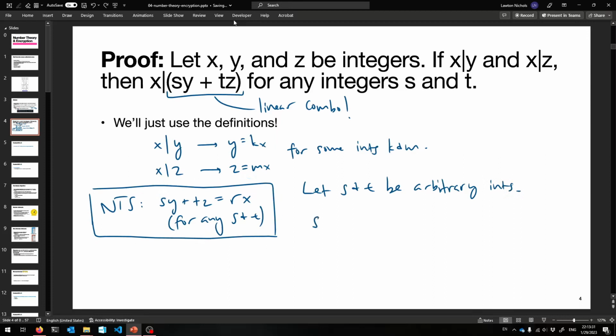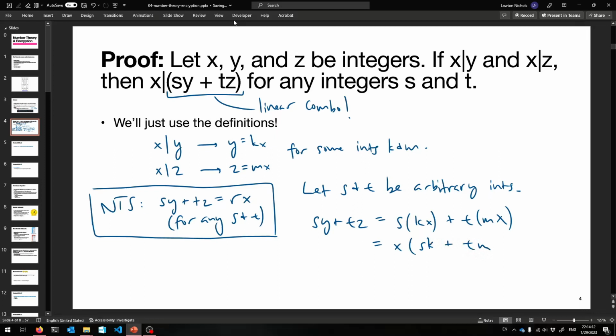All right, so sy plus tz, sorry, that looks like a 2, that's a z, tz equals, well, what do I know about y and z? Ooh, I have some equations on them. So it's really just plugging and chugging. So s times, let me use parentheses, what is y but kx, plus t, and what is z but mx, which is equal to, can I factor an x out of this? Yeah, it's there twice. See where I'm going with this? x times sk plus tm, so I factored an x out.